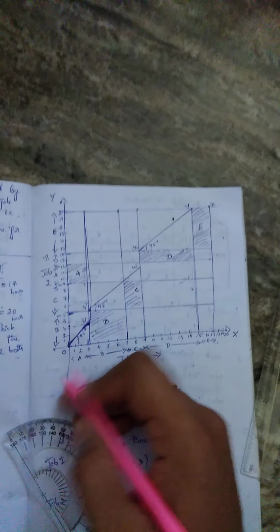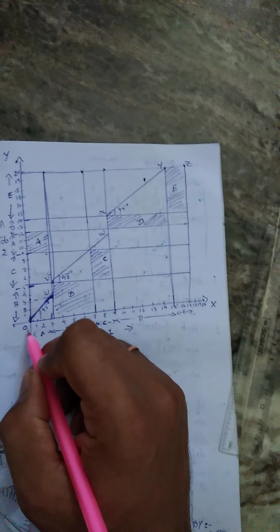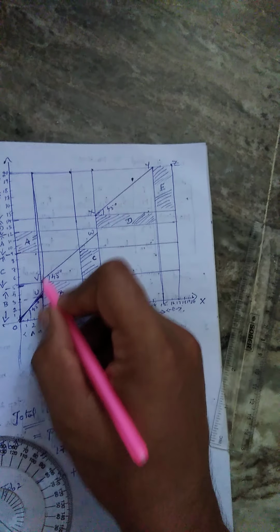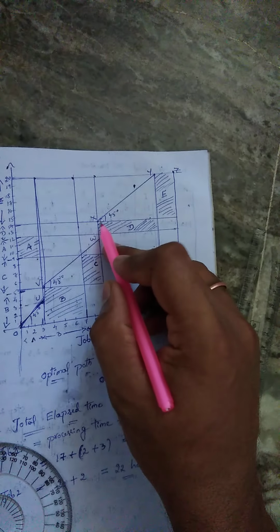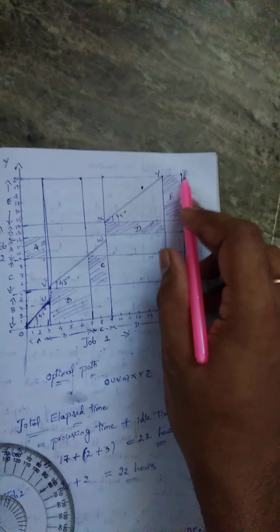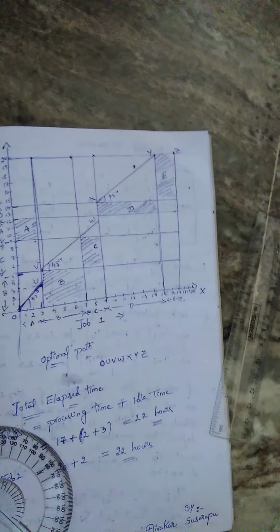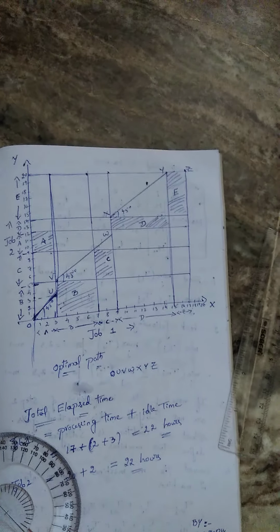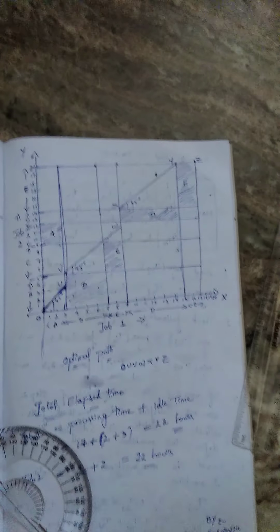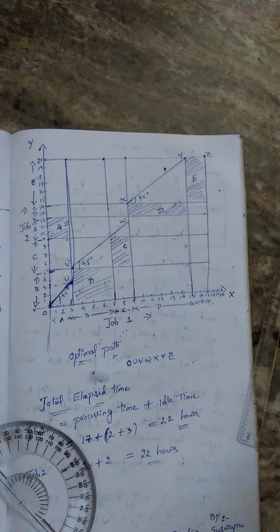After drawing the diagonals, just point out O, U, V, W, X, Y and Z. This is the optimal path: OU, VW, XYZ. This is the optimal path for the total job 1 and job 2 sequence, giving an optimal path of the job sequence.